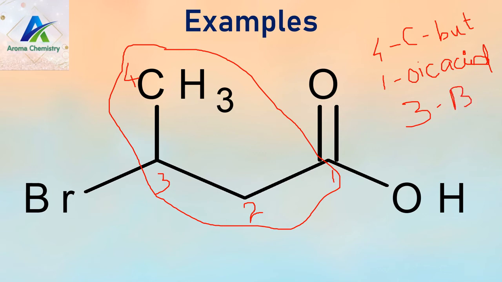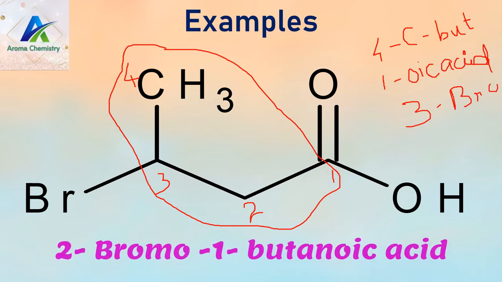So how do we name? So the compound's name is 2-bromo 1-butanoic acid. Sorry, here is a 3-bromo 1-butanoic acid. Yeah, here is a 3-bromo 1-butanoic acid. Sorry, so typical error. Okay, this way we have to name this compound.